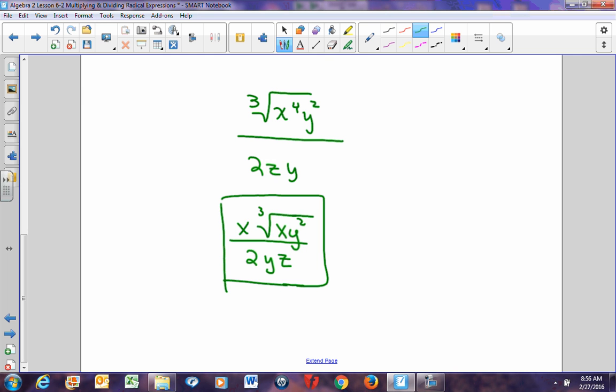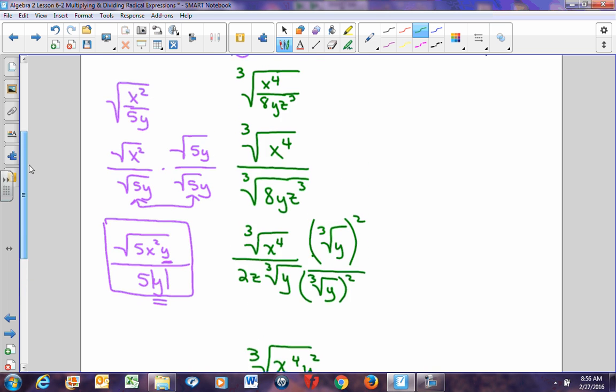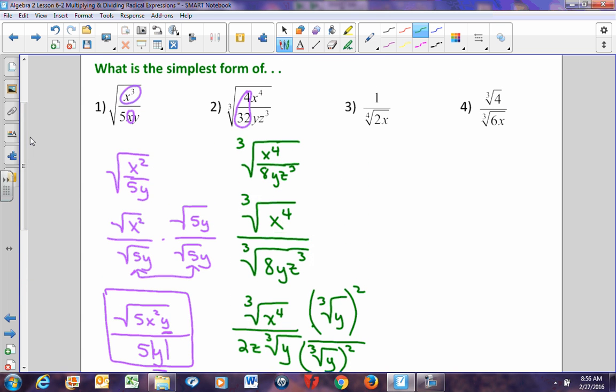There's a lot of work to this. When you have powers higher than square roots, it's a little harder to rationalize your denominator. It takes a little bit more work. So it's really important that you pay attention. Let's do another one. We have 1 over the 4th root of 2x.